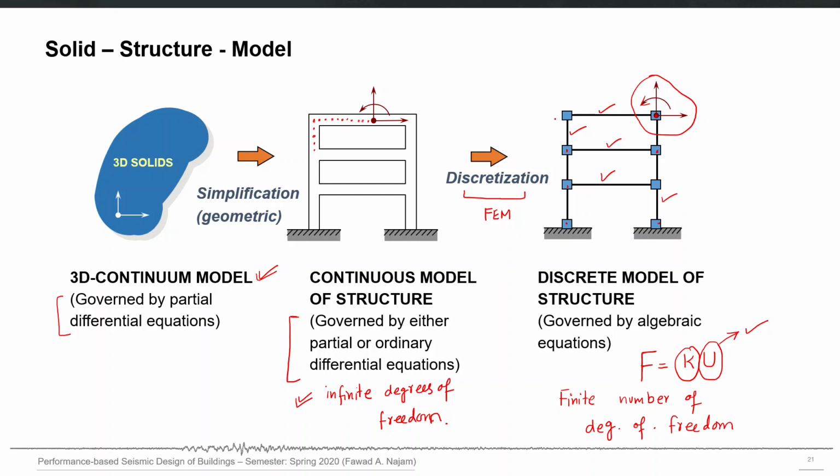Now for example, in this structure, if each node has 3 degrees of freedom, and there are 1, 2, 3, 4, 5, 6, 7, 8 nodes, then there should be 24 degrees of freedom in this discrete model of our structure. But the continuous model will have infinite degrees of freedom.